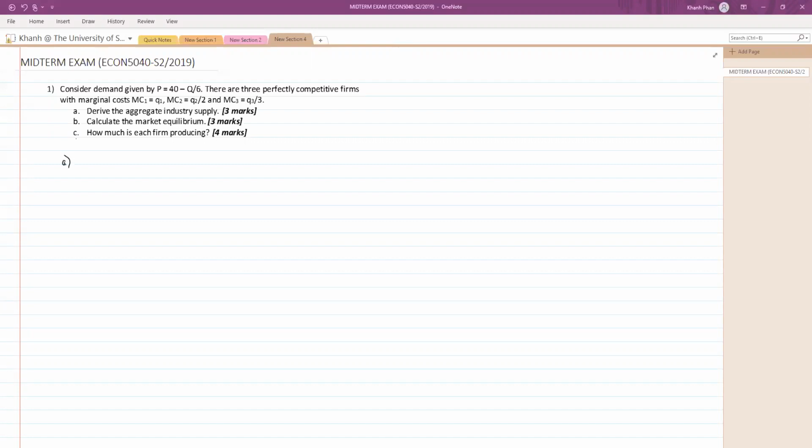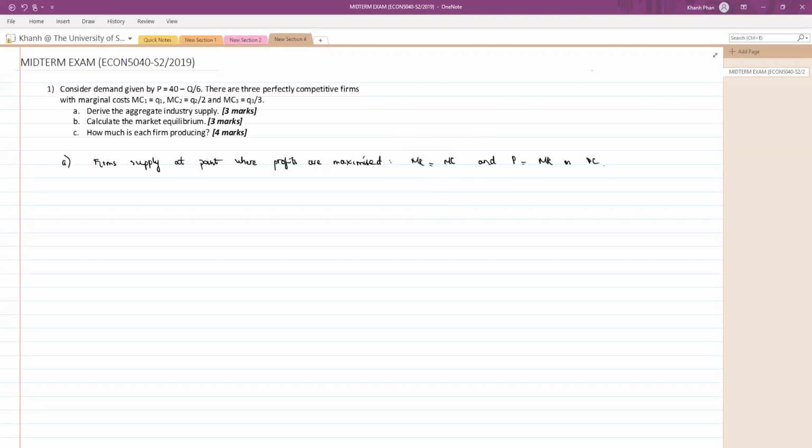Okay, part A. If you remember, the firm is going to be supplying at the point where the firm's profit is maximized. The condition for profit to be maximized is where marginal revenue equals marginal cost. In the case of a perfectly competitive market, we know that marginal revenue is equal to the price.